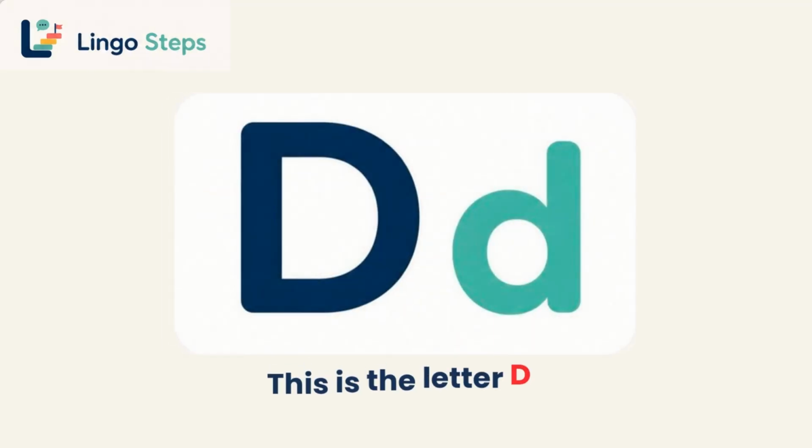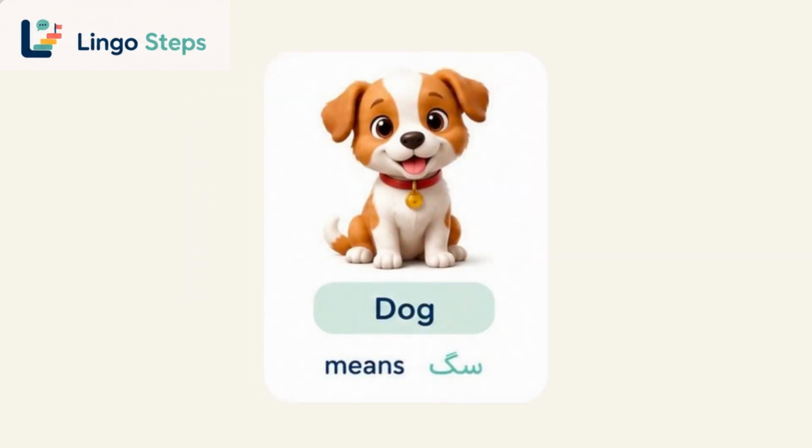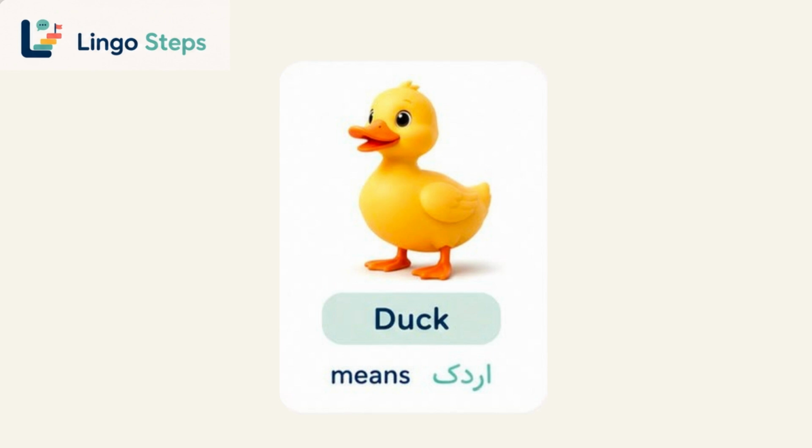D. This is the letter D. Repeat. D. Dog. Repeat. Dog. Dog یعنی سگ. Duck. Repeat. Duck. Duck یعنی اردک.